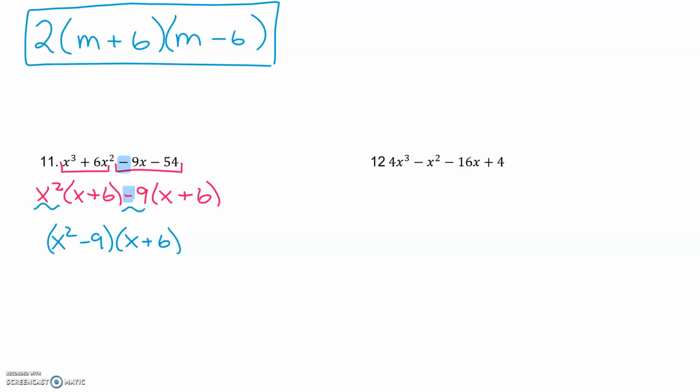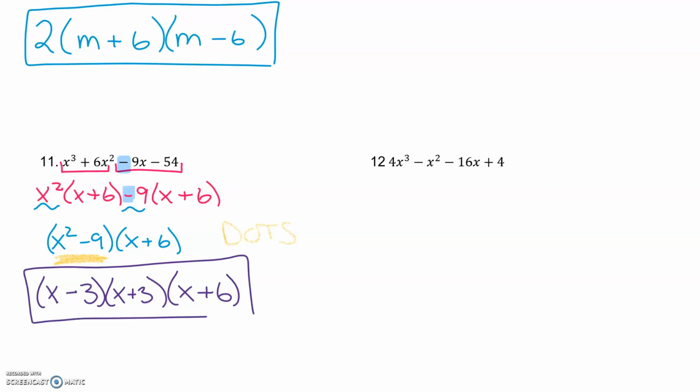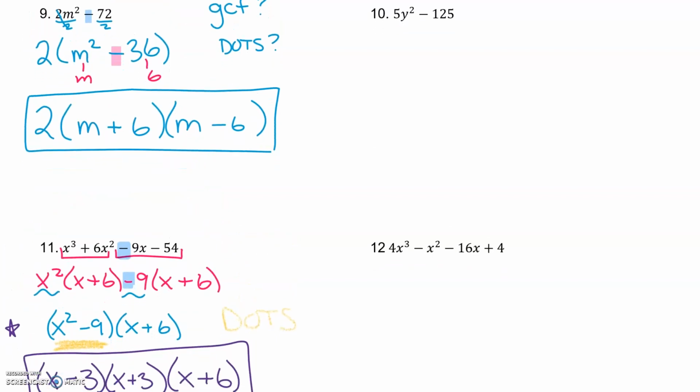Now, when we get to this step, we need to ask ourselves, do I have difference of squares? I do have difference of squares now. Okay. So we have difference of squares. That's going to give us x minus 3 times x plus 3. And then we still need that factor of x plus 6. So this one we had a grouping, and then at the end, when we got to this step right here, we needed to look and see if we could do anything else, which we could. We could factor it down using difference of squares. Okay, so go ahead and take a second, go back, do numbers 10 and 12.